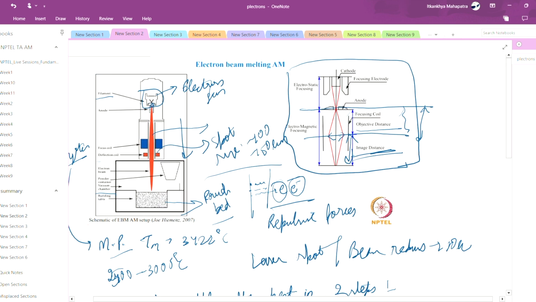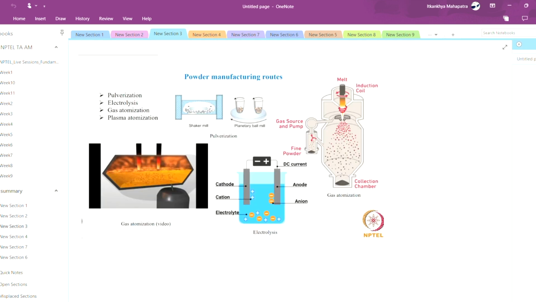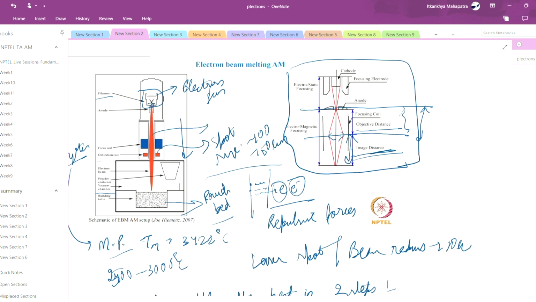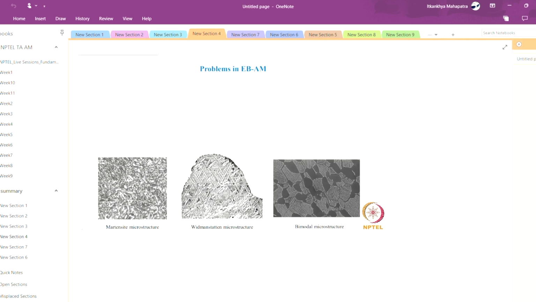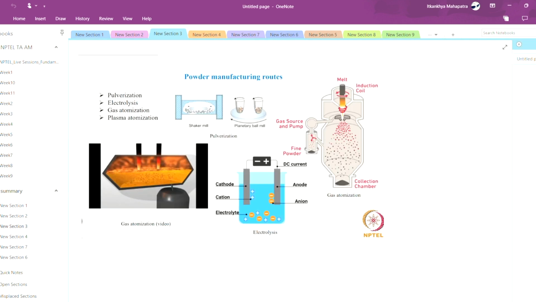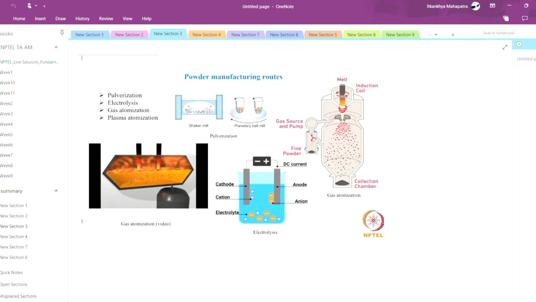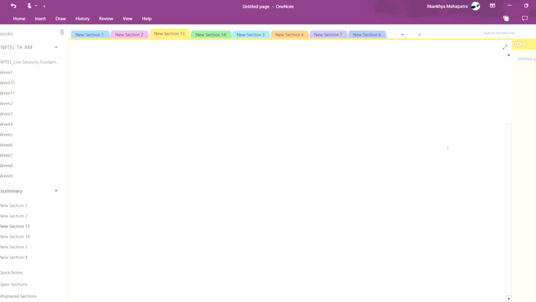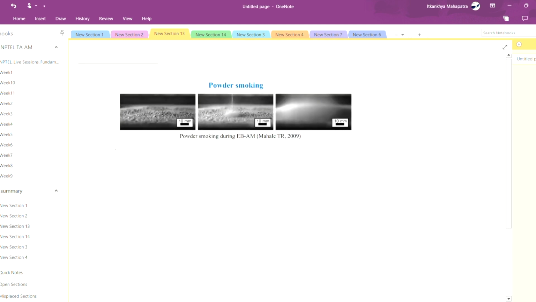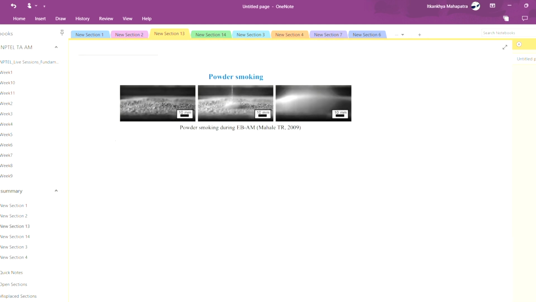Now next we will go on to discuss powder smoking. I think I missed the slide. Now I'll just paste that slide, bring that slide. Yeah. So we were talking about powder smoking.